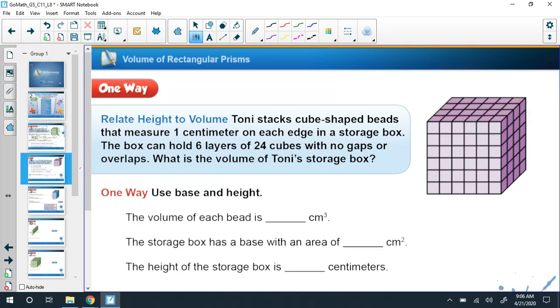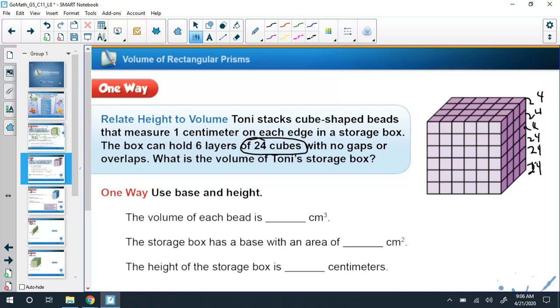Taking a look at another one here, it says that Tony stacks cube-shaped beads that measure 1 centimeter on each edge in a storage box. The box can hold 6 layers of 24 cubes with no gaps or overlaps. What is the volume of her storage box? So here they tell us that each layer is 24, right? So this being a 6 by 4 means that this layer is 24 cubes, and 24 cubes, and so on and so forth. So every layer here gives us 24 more cubes.